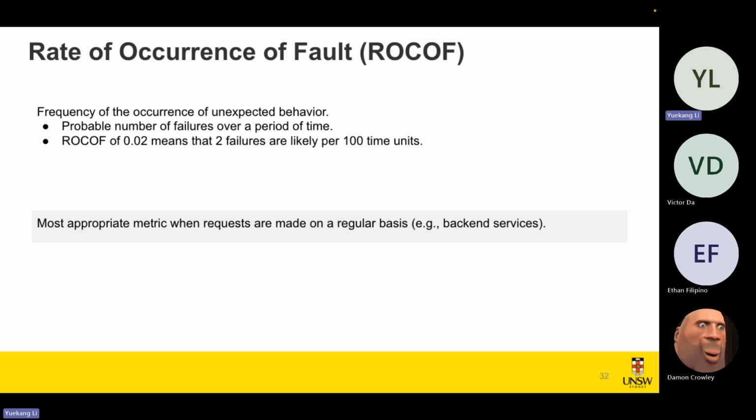So most of the time, this is the most appropriate metric when requests are getting into the service based on time. So for example, if we are doing some backend service, then this one is probably the most useful one here.